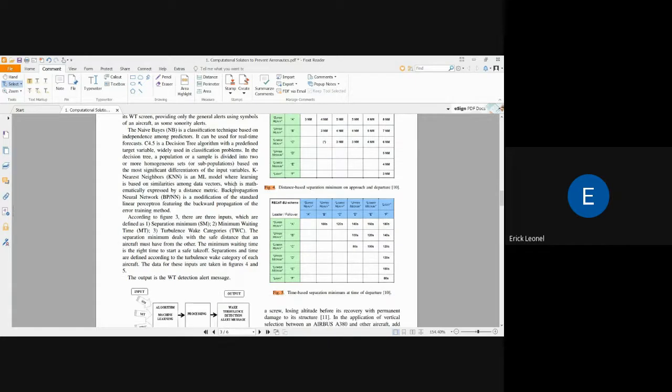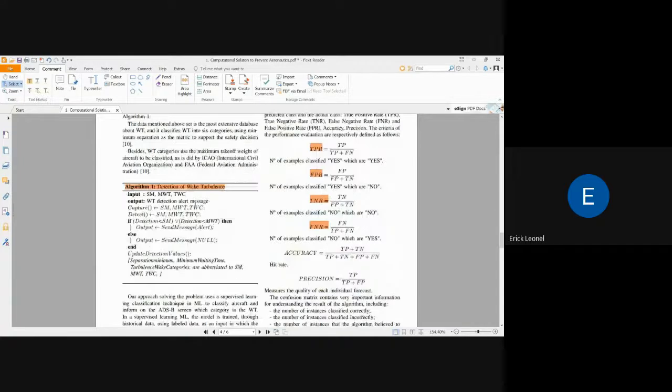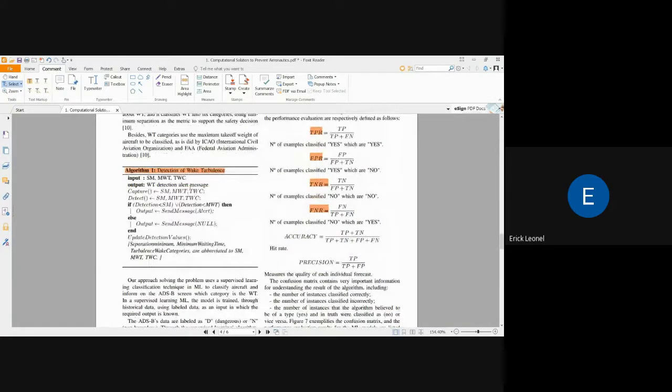On the other hand, the algorithm used to classify the data is presented here in algorithm 1. The data set mentioned is the most extensive database about wake turbulence and classifies them in six categories using minimum separation as a metric to support the safe decision.